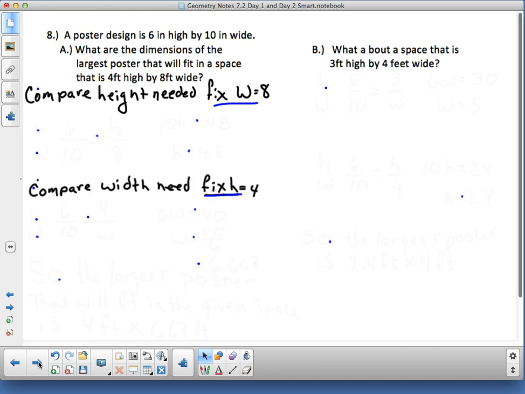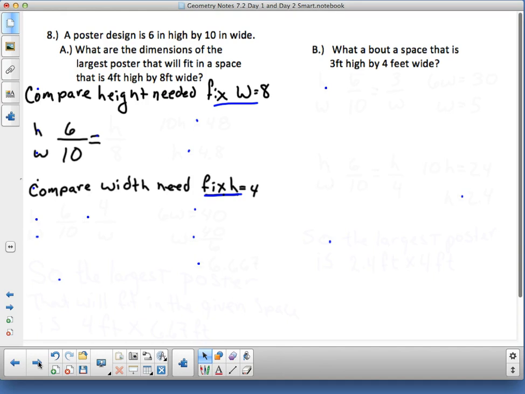So in comparing the height needed, I'm going to fix the width at 8. Okay? And people are like, well, what do you mean by that? I already know a relationship that is inches, height, width, that's in inches. And because I'm setting up in inches, I have 6 to 10. Okay? I'm not going to worry about reducing it. So I've got 6 to 10.